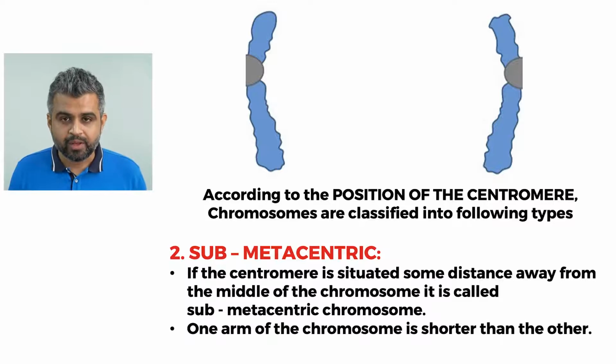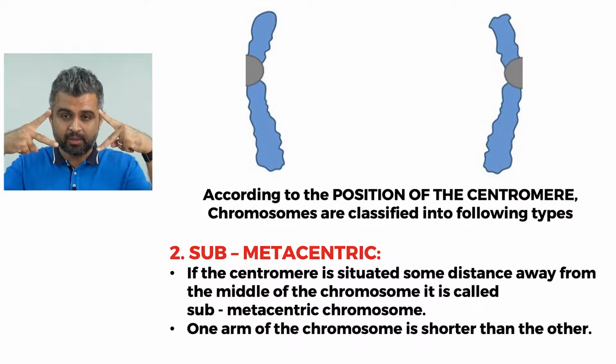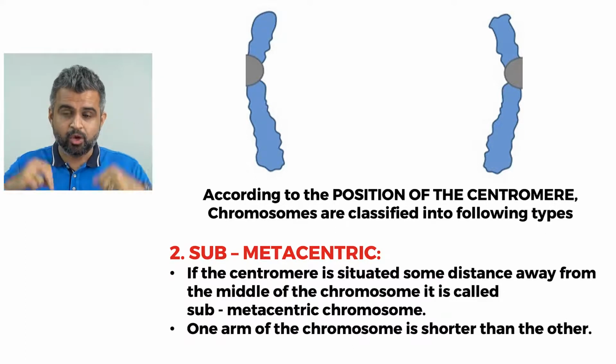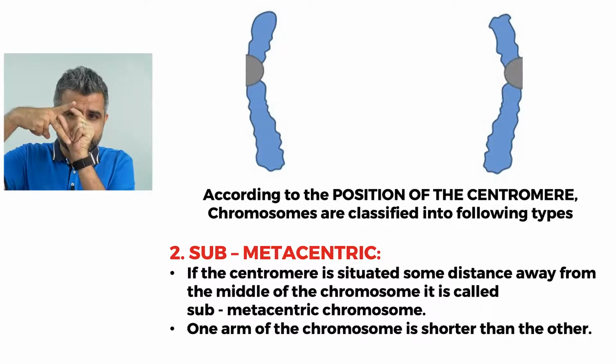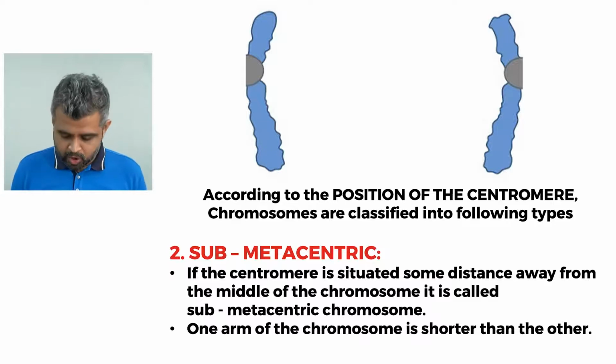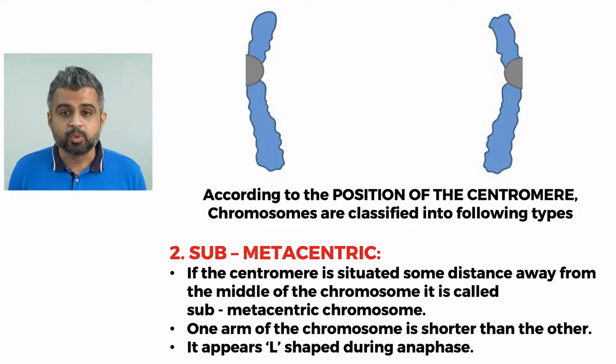So now when it gets pulled towards the pole, dear children, it will appear as an L, because both the arms are not going to be of the same size. One will be slightly shorter and the other one will be longer. So in submetacentric chromosomes during anaphase, they will appear L-shaped. So metacentric is going to be V-shaped and submetacentric is going to be L-shaped. Okay.